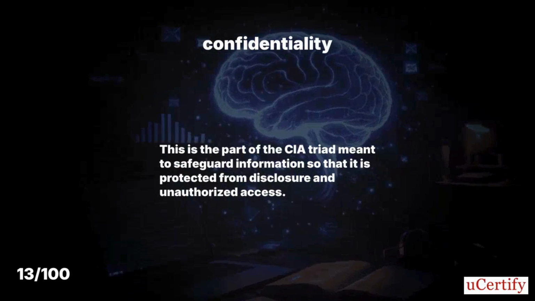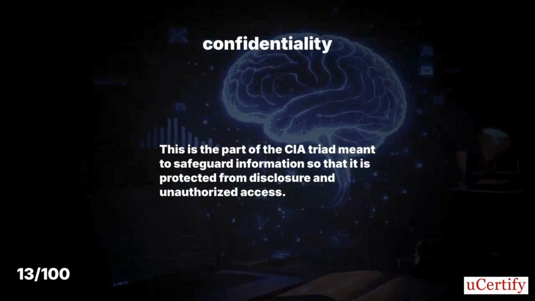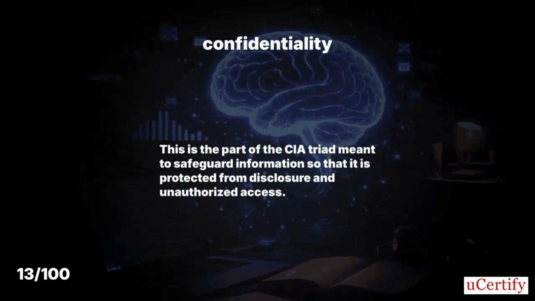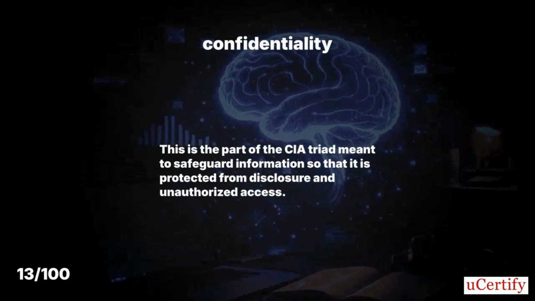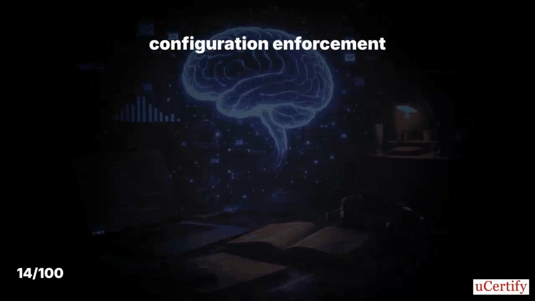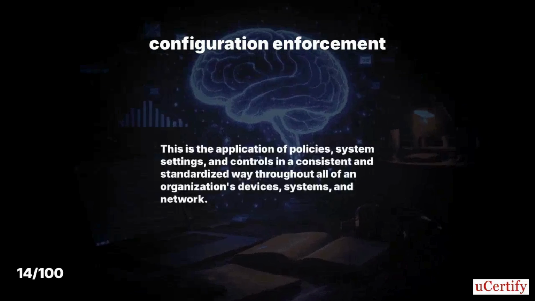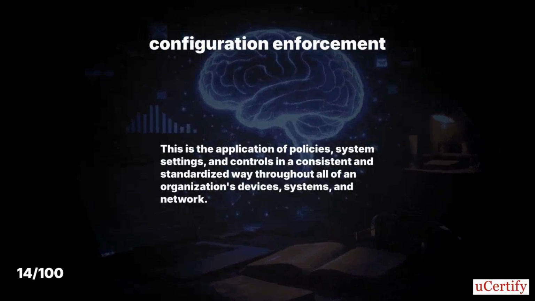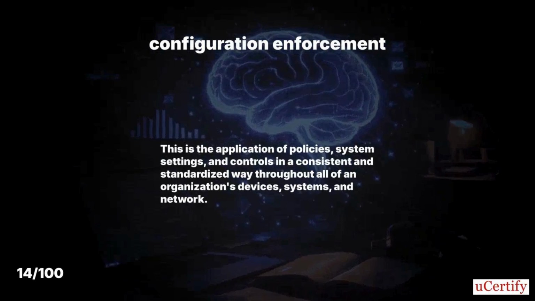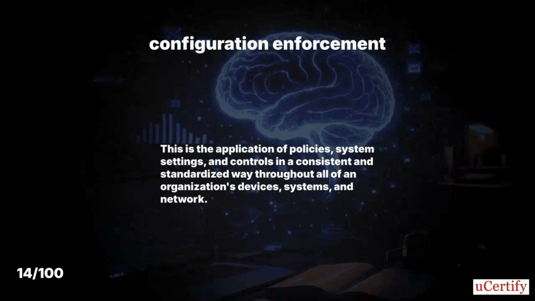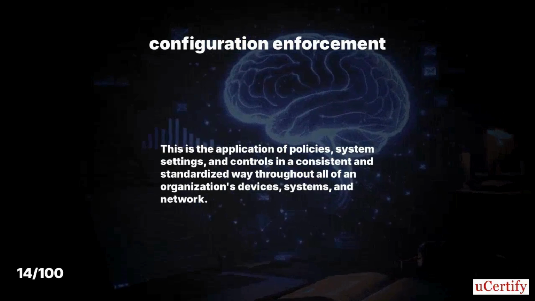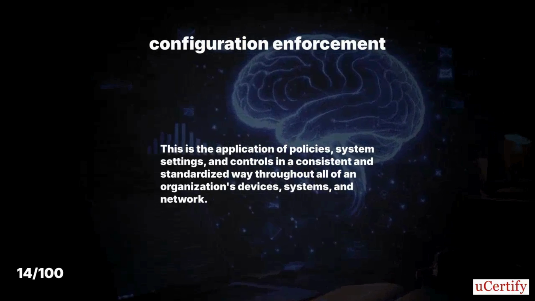Confidentiality. This is the part of the CIA triad meant to safeguard information so that it is protected from disclosure and unauthorized access. Configuration enforcement. This is the application of policies, system settings, and controls in a consistent and standardized way throughout all of an organization's devices, systems, and network.